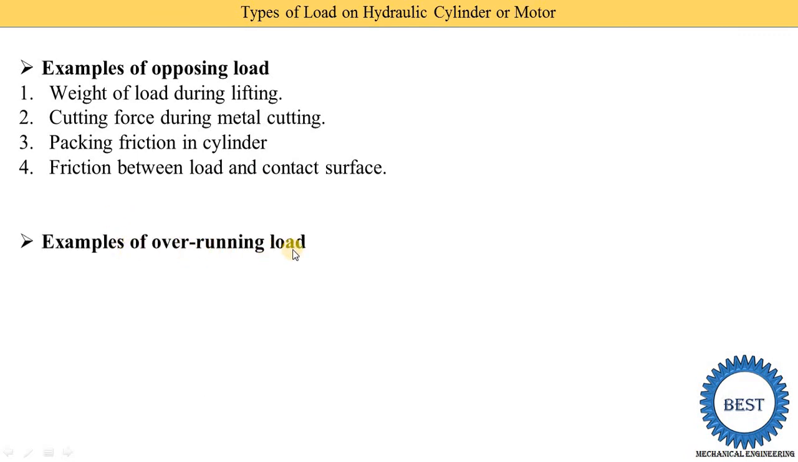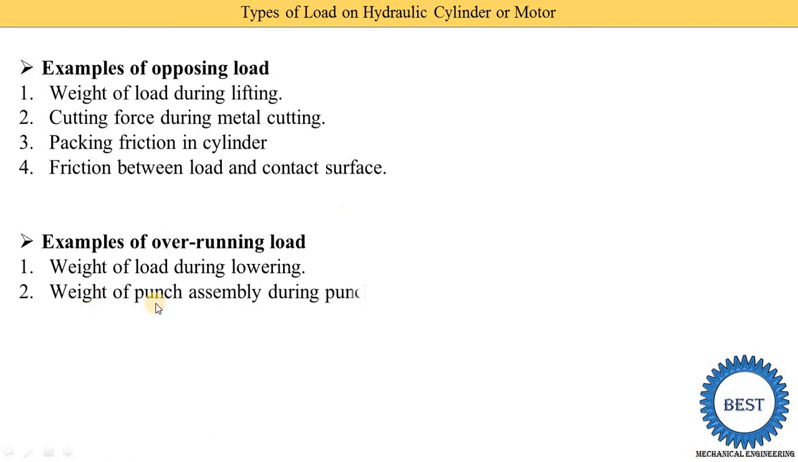Now examples of the overrunning load. Weight of load during lowering, meaning when we lower the lift or some weights, at that time it is called the overrunning load. Weight of punch assembly during punching downwards. We know that in a press machine a punch and die are used. The punch moves in a downward direction to perform various operations. The punch itself tries to move downward due to its weight and gravitational force, and we are also moving it downward for cutting or bending operations. So it is called the overrunning load.